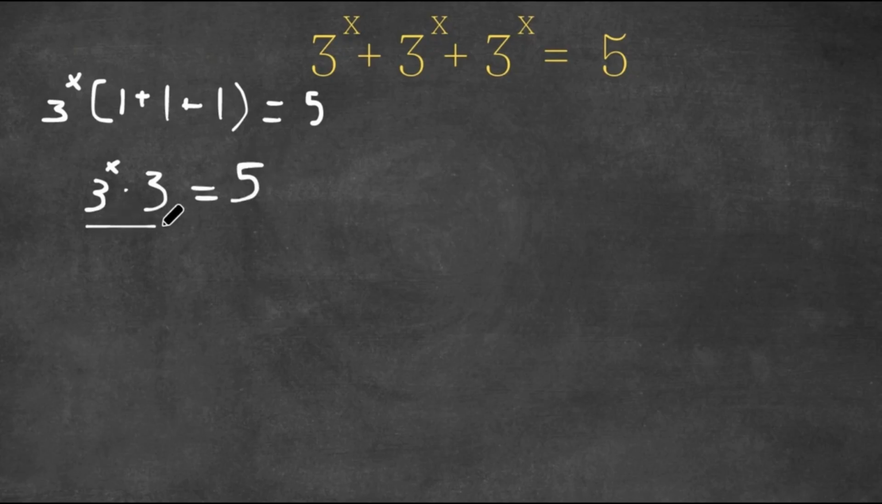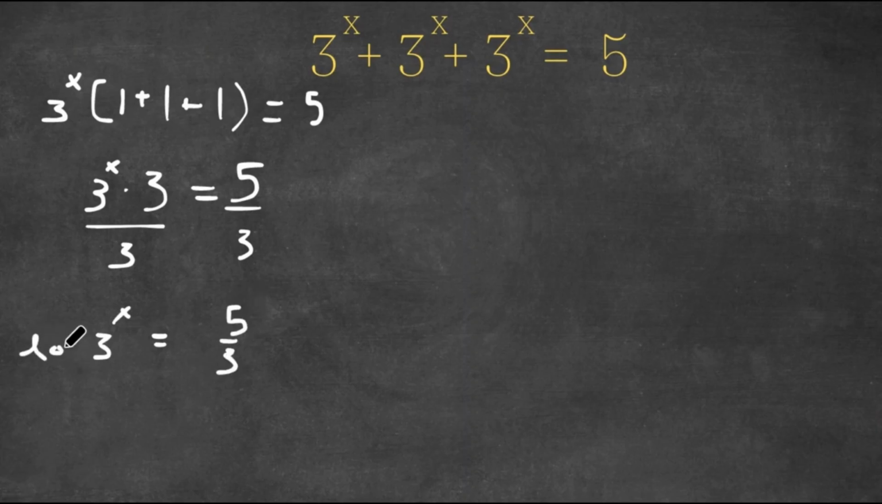Now I'm going to divide both sides by 3. So now we have 3 to the power of x is equal to 5 over 3. Now I'm going to take the log of both sides.